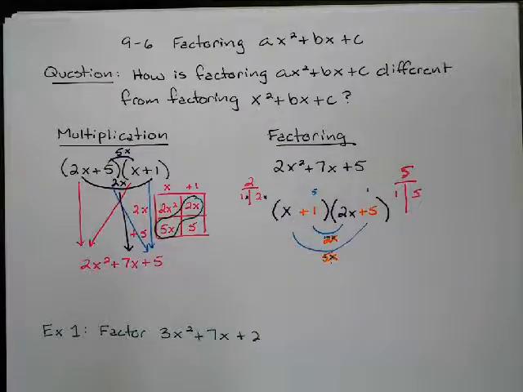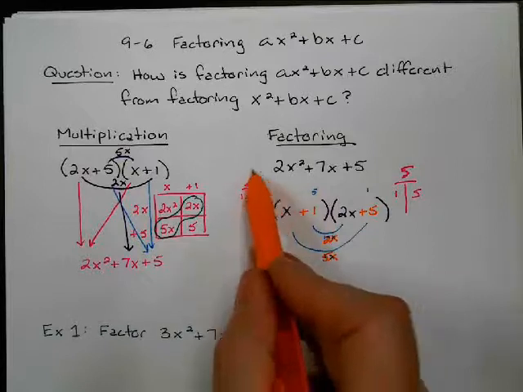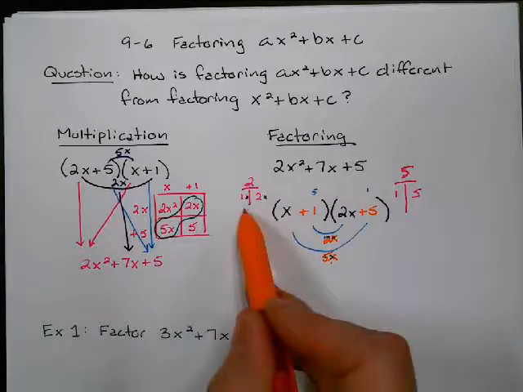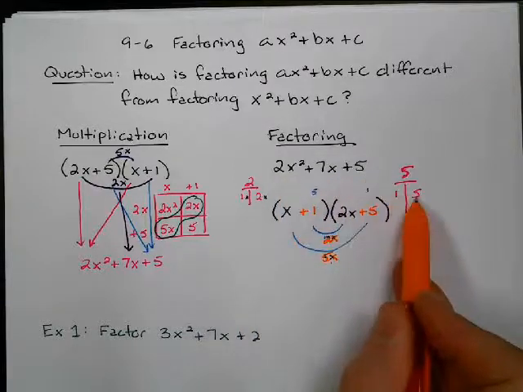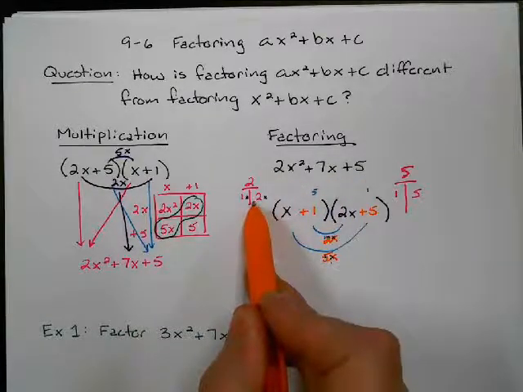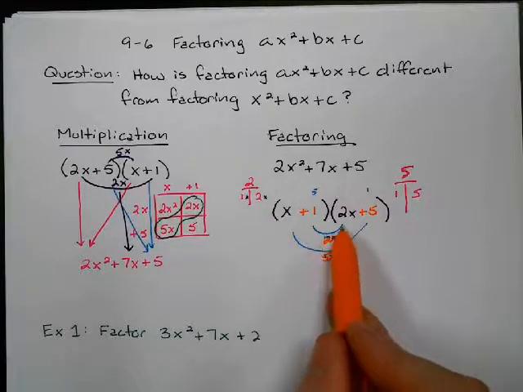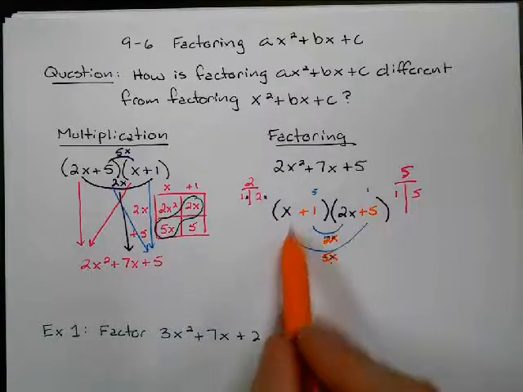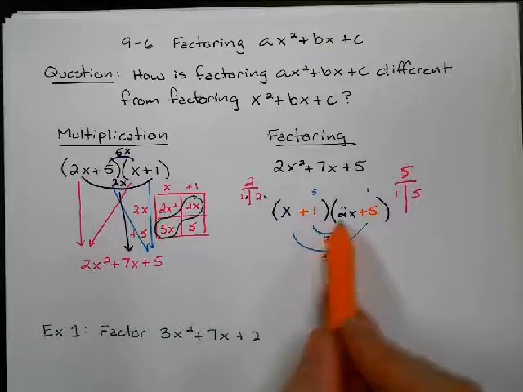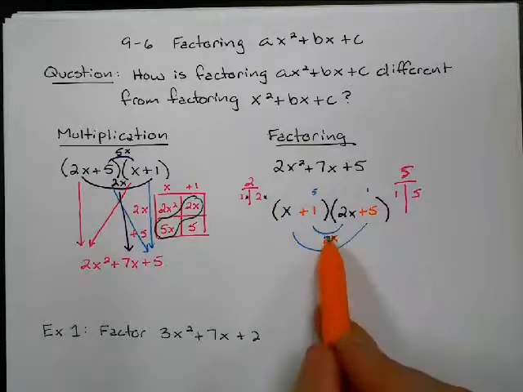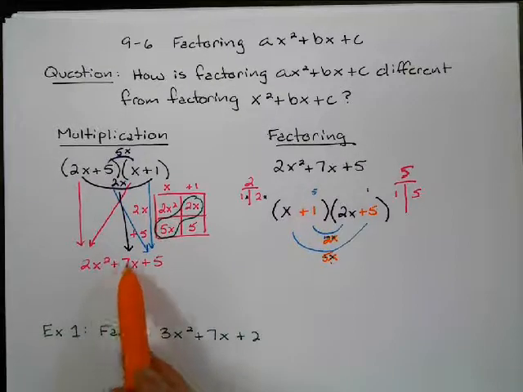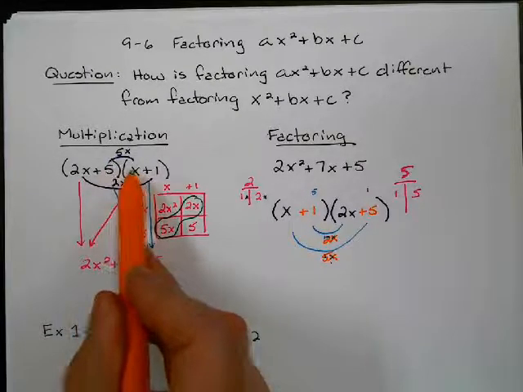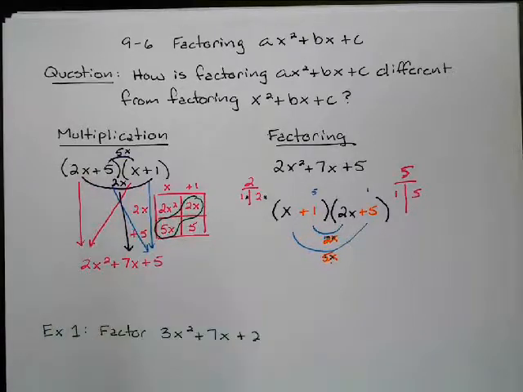So we can see here that what we're adding is this new idea of splitting up the front number and the back number. So here's 5, 1 and 5. Here's 2, 1 and 2. And then we have to look at the combinations of the front number and the back number, and the front number and the back number here, to get this middle number. Because remember, that's how we're getting the 7x, by multiplying the 5 times x and the 2x times 1. It takes a little bit of practice.